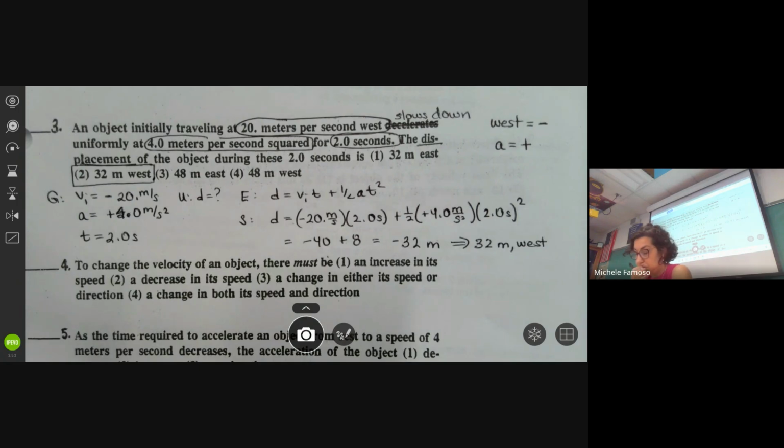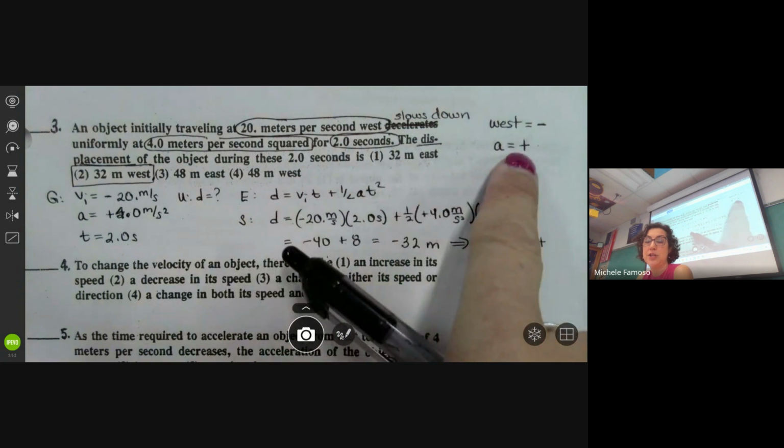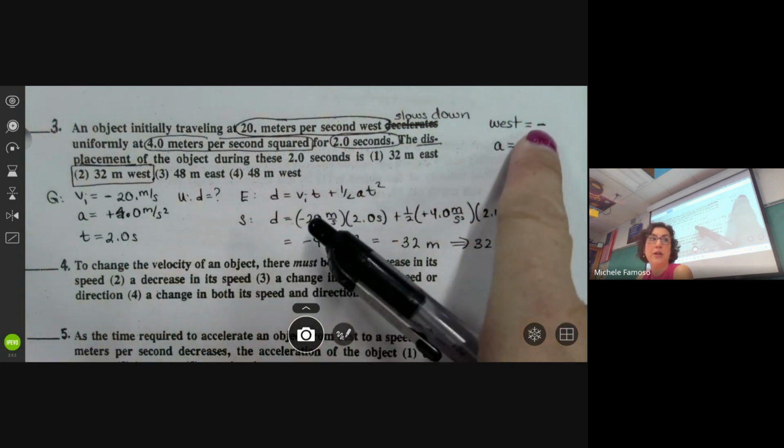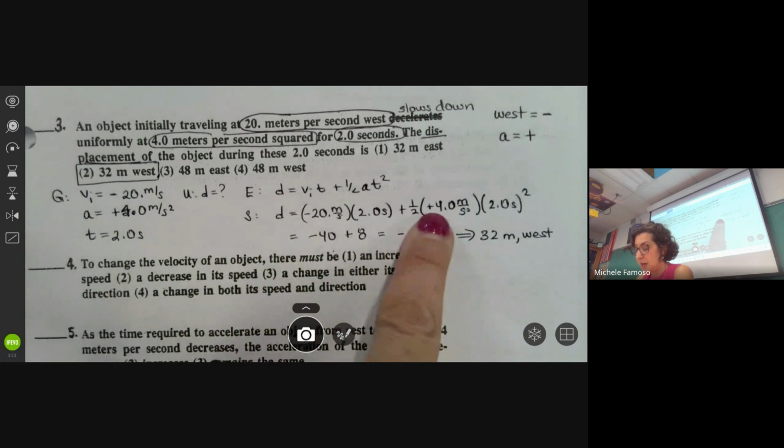Yep. I do have a question. Why'd you put the acceleration as a positive? Because anytime you slow down, your acceleration is in the opposite direction of the direction you're moving in. Oh, that's a pattern you need to know. So when it slows down, it's the opposite. Correct. Always. So when it speeds up, it's the same. So if this was speeding up, then that acceleration would need to be negative.